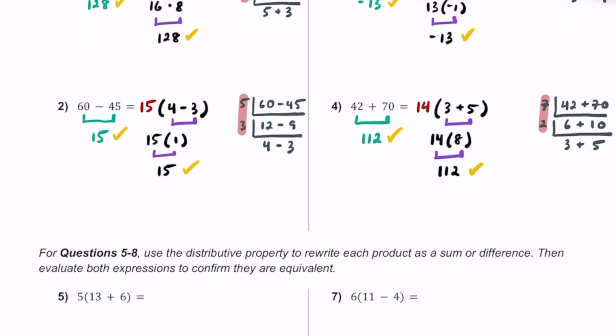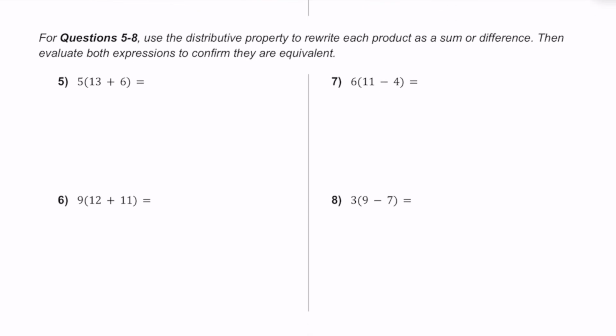All right, let's try some different problems here. For numbers 5 through 8, let's go ahead and use the distributive property to rewrite each product as a sum or difference, then evaluate both expressions to confirm that they are equivalent. So notice we do have a product here, like in number 5, we have 5 multiplied by the sum here. So it's a product, 5 multiplied by that. Or in number 7 here, we have 6 multiplied by the difference here. So it's 6 times that whole thing. So that's a product as well. So we can go ahead and rewrite these expressions as such.